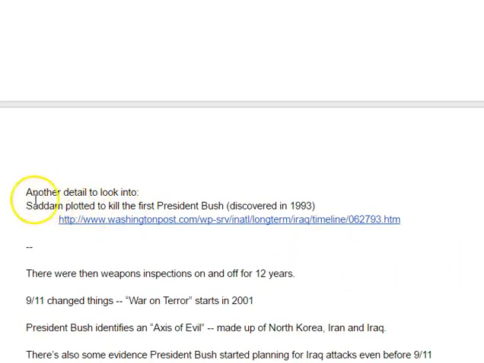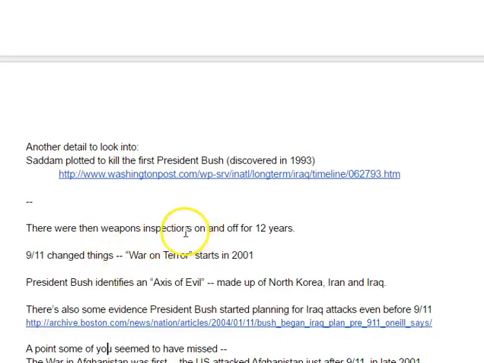And then this is another detail you might want to look into. I didn't mention this when I was teaching, but Saddam had plotted to kill the first President Bush, who defeated him in that Gulf War, 1990 to 91. And you can click that link and read more about that. But basically, there were these weapons inspections that went on in Iraq off and on for 12 years in Iraq. And then 9/11 happened, and that really changed things.